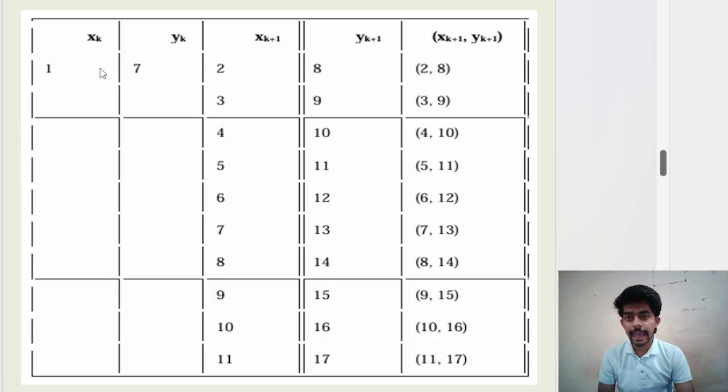Here our xk and yk at the beginning are 1 and 7, and then x is incremented by 1 and y is incremented by 1, which gives us the intermediate point 2 comma 8. Again 3 comma 9: x is incremented by 1 and y is incremented by 1. We repeat this process until we reach the ending point.